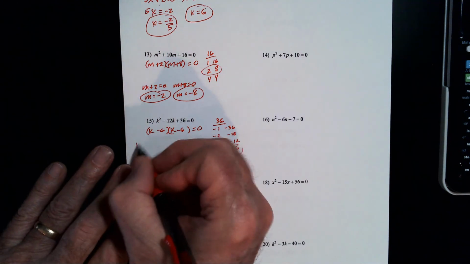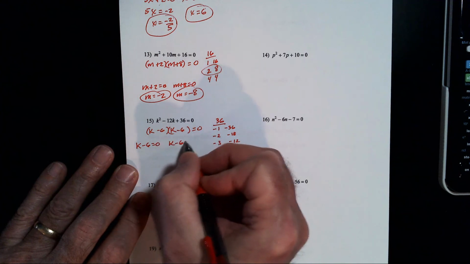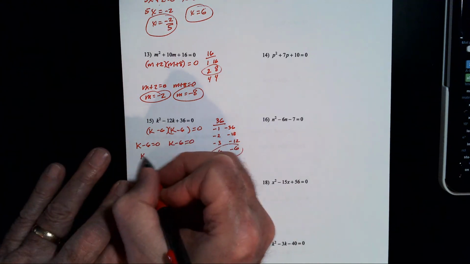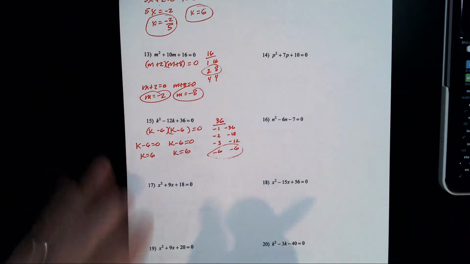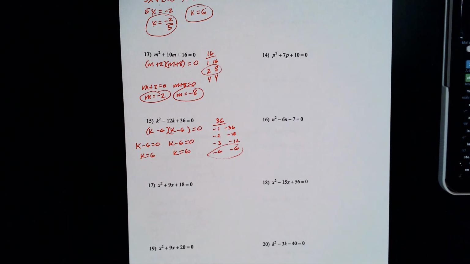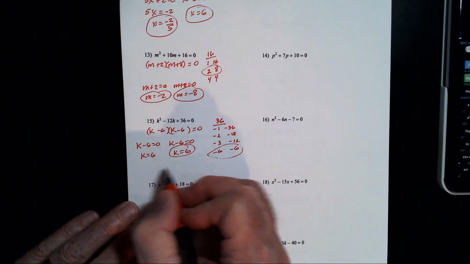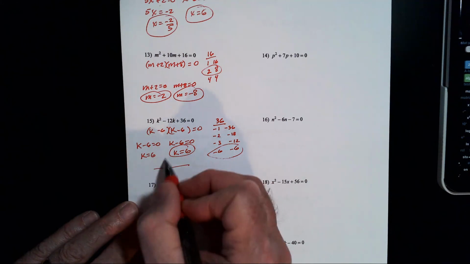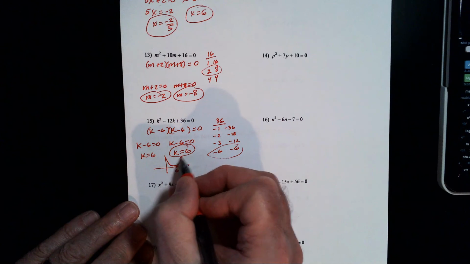Set them both equal to 0 using the zero product property. So in this case, k would equal 6, and here k would equal 6. Now, when you have that, which is called a double root, you just list it one time. Honestly, what that looks like is that you've got the parabola that just touches down at that one spot.